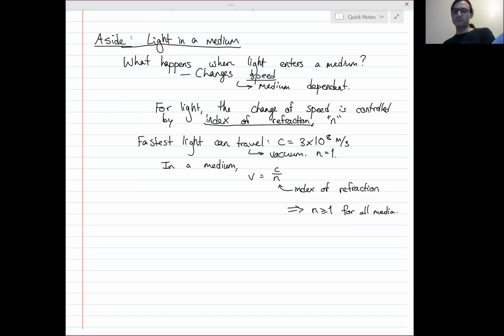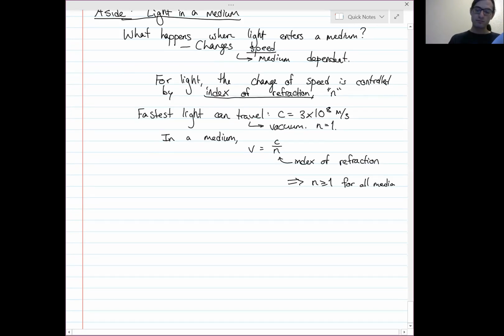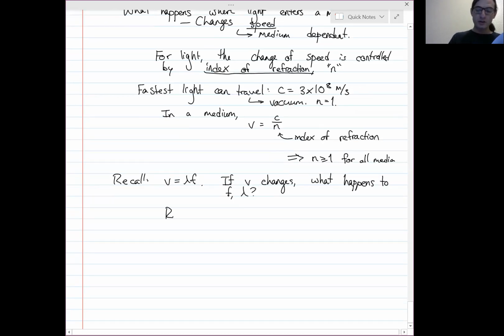So it gets a little bit complicated, right? Recall that v is always equal to lambda f. That's just definitionally true. If v changes, what happens to f and lambda for light? So remember that f is determined by the driver. Right, the thing that's causing the wave to propagate determines the frequency.